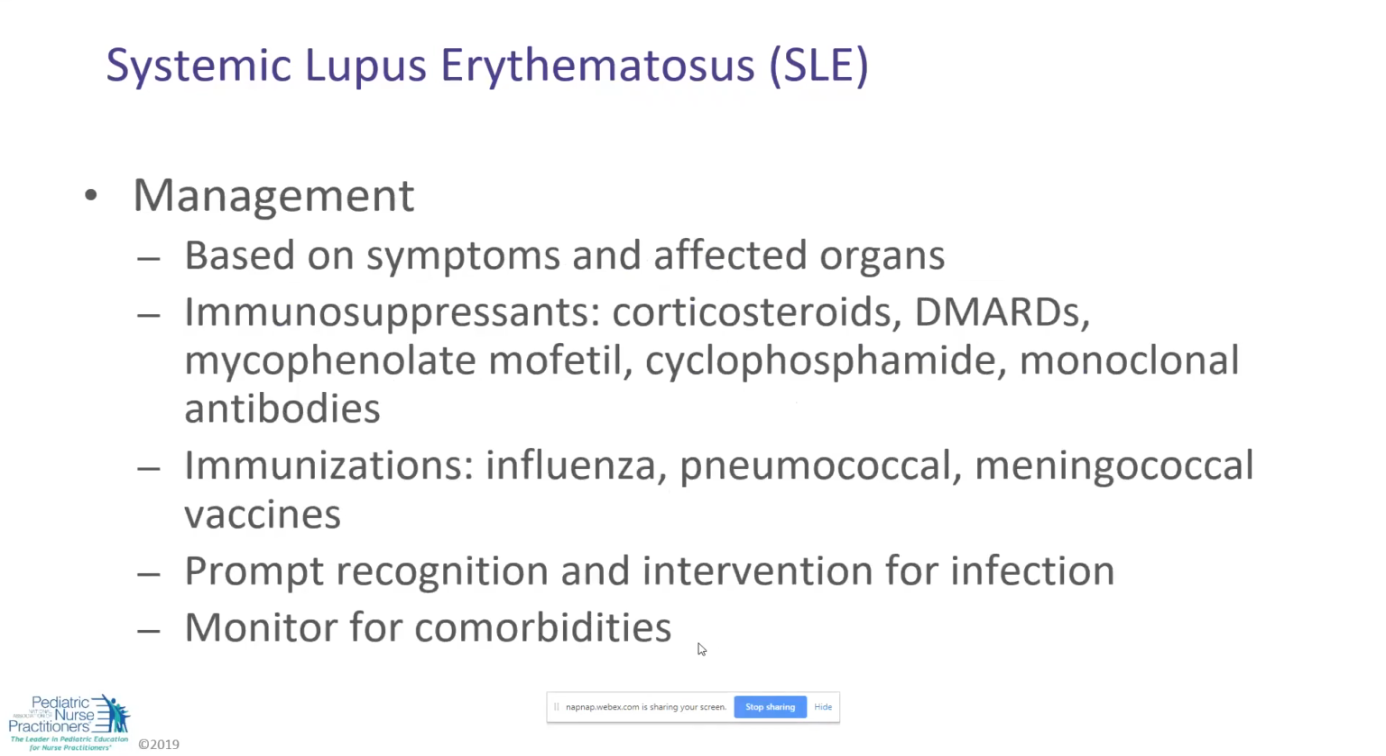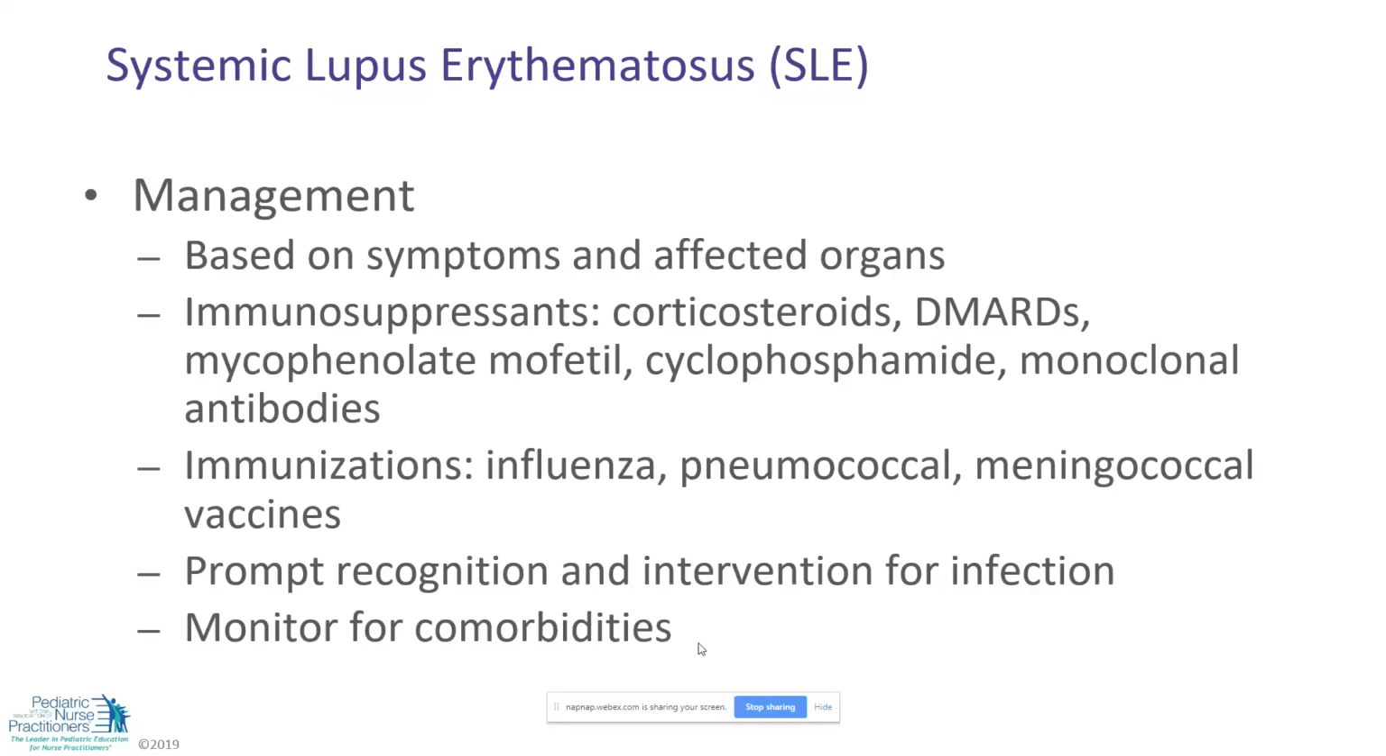So the management of a patient with SLE is largely based on the symptoms and the affected organs. You can immunosuppress them certainly using corticosteroids, again, those disease-modifying anti-rheumatic drugs that we talked about previously. You could use mycophenolate mofetil or CellCept, cyclophosphamide, which is a chemotherapy agent, but it has pretty good activity. Monoclonal antibodies as well. So when we think about all of those mAbs that are now being utilized for treatment of rheumatologic conditions, those could be employed here as well.